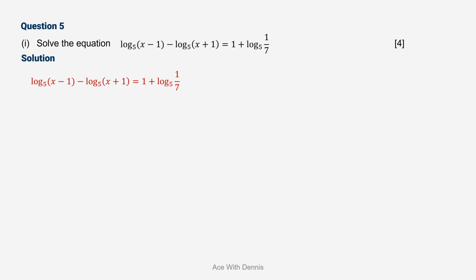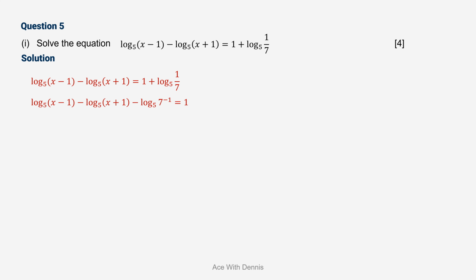Question 5. Part 1. Solve the equation log base 5 of (x minus 1) minus log base 5 of (x plus 1) equals 1 plus log base 5 of 1 over 7. 4 marks. So here is the solution. Given this equation, the first thing we need to do is move the logs with the same base to the left hand side and the constant 1 to the right hand side. And this is what we get.